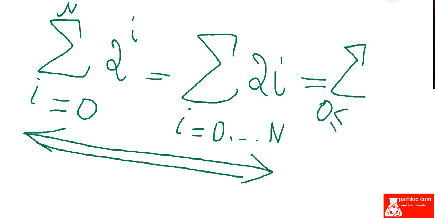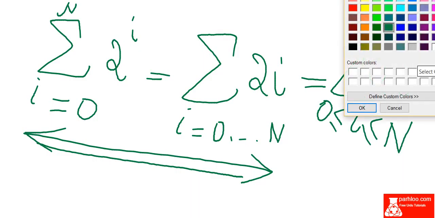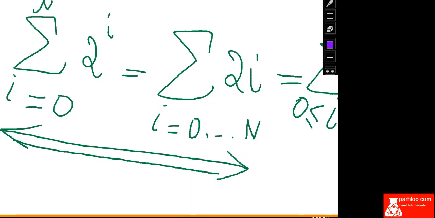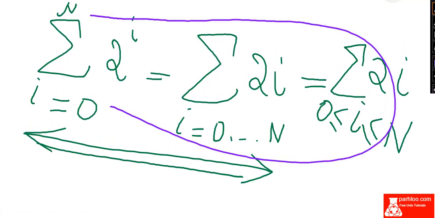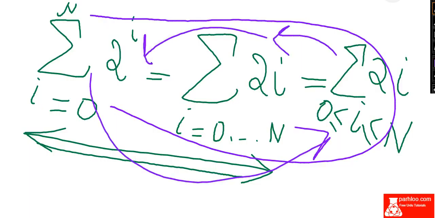sigma 0 to n, 2 raised to the power i. Children, all three notations, they are exactly the same. This is equal to this, this is equal to this, this is equal to this. Don't worry, you will see all three in the literature. This is 1, this is 2, say this is 3. Just don't get confused, right? Relax.